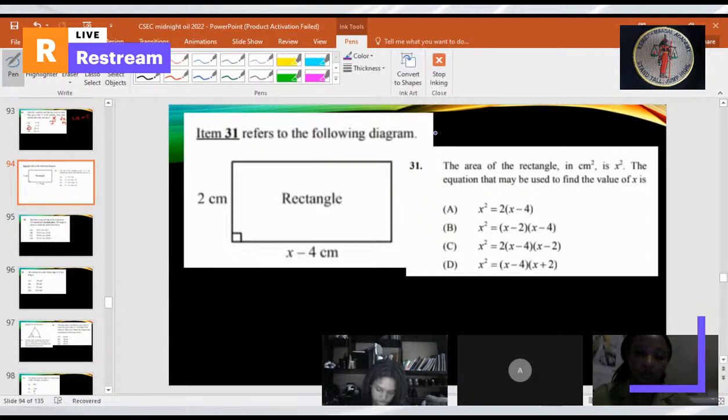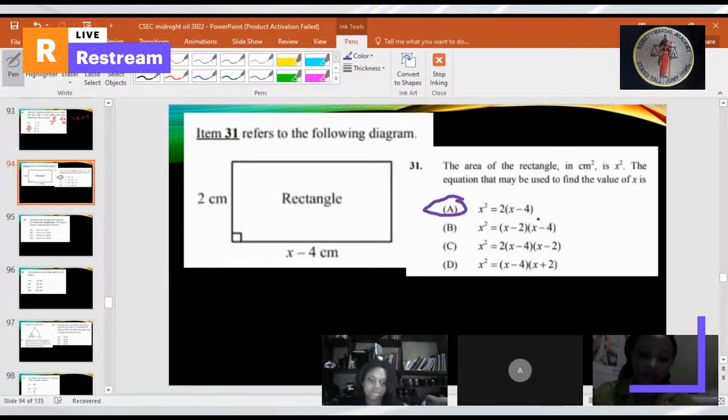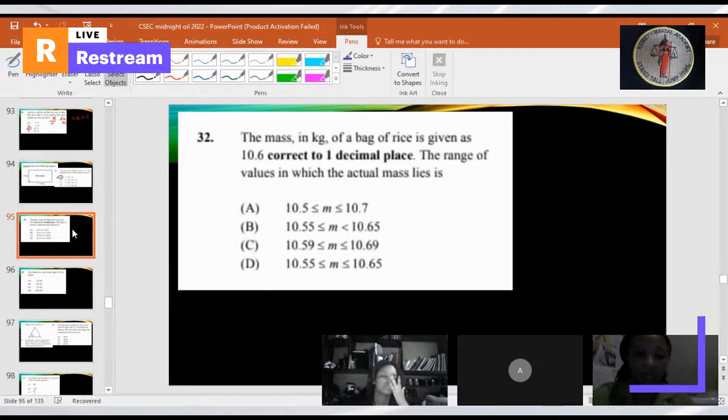So we're going to use distributive... wait, no, just look at which one says that. They're not distributing it, they're just saying what times what. That would be A. So 2 is the width and x minus 4 is the length. Width times length gives the area of the rectangle. All right, Asar, number 32.